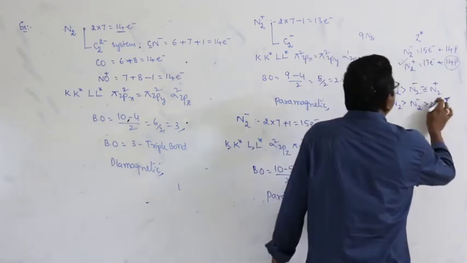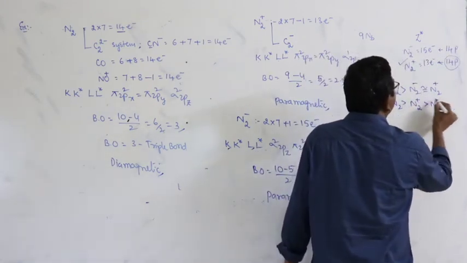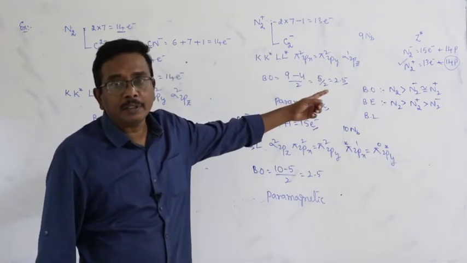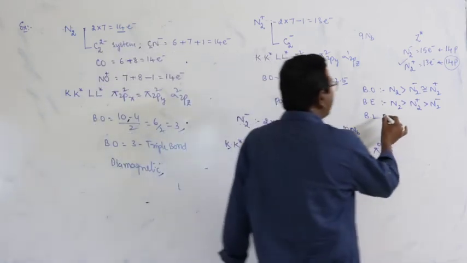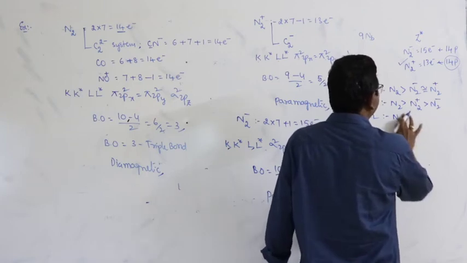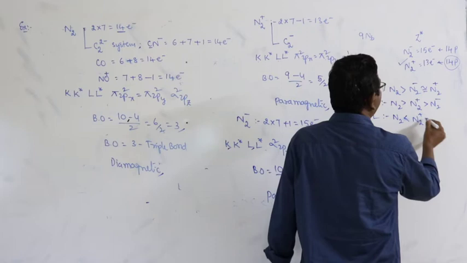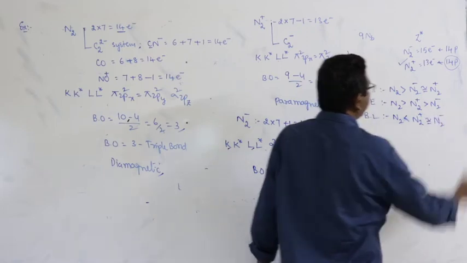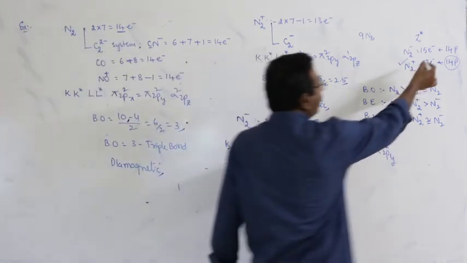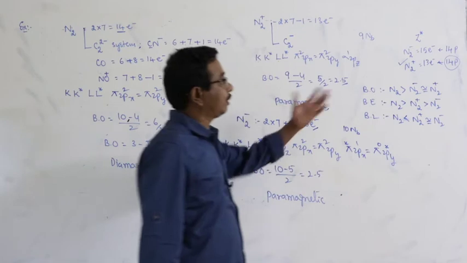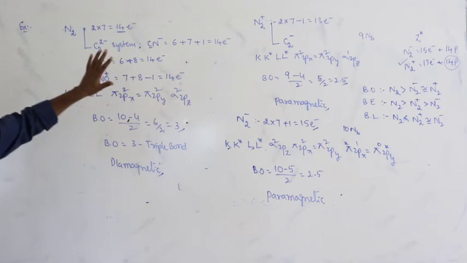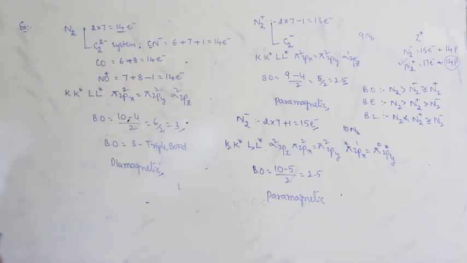So we have to put like this. That is the application of the concept. Right. What about the bond length? N2 is less than N2 plus and N2 minus. Here, the greater the number of electrons, the further apart they are from each other. Therefore, bond length is more. That is about the discussion related to the species of nitrogen. Right.